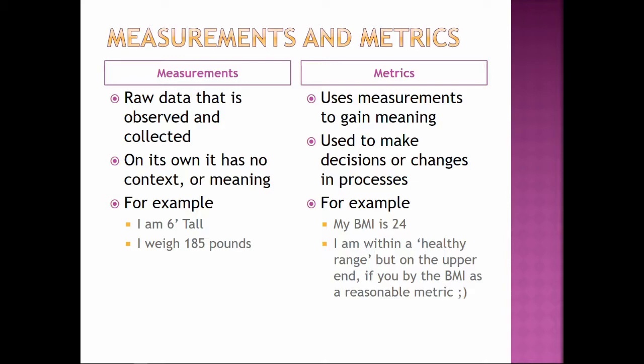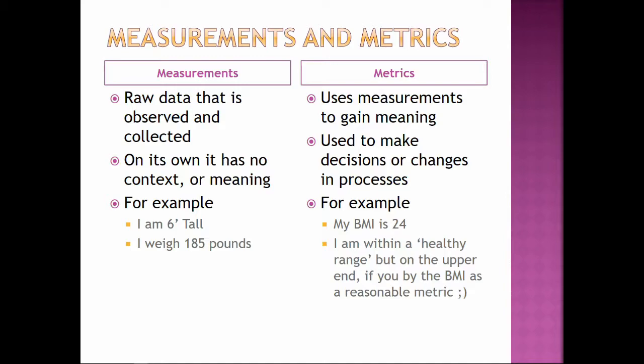So I can tell you I'm 6 foot tall. I can tell you I weigh 185 pounds. Individually, they don't mean anything. If I'm 6 foot tall and I am a miniature schnauzer, I'm massive. If I'm 6 foot tall and I'm a tree, I am pretty small. As a human, I'm perfectly average that way.